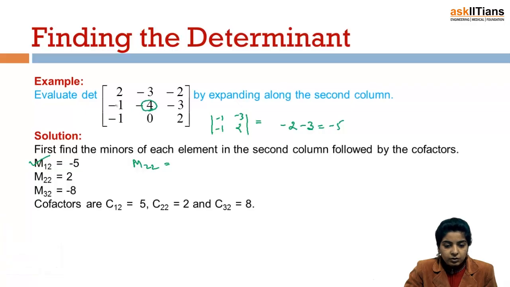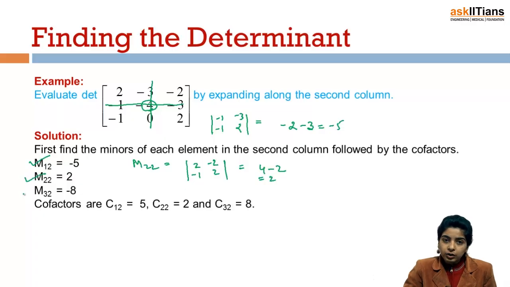So for this, we'll be excluding this row and this column. So this is equal to the determinant of 2, -1, -2, 2, which is equal to 4 - 2, which is equal to 2. So here also we get M22. Similarly, you can compute M32. So once you get the minors, you will be computing the cofactors. Cofactors means you just need to multiply the minors with the corresponding sign, either +1 or -1.